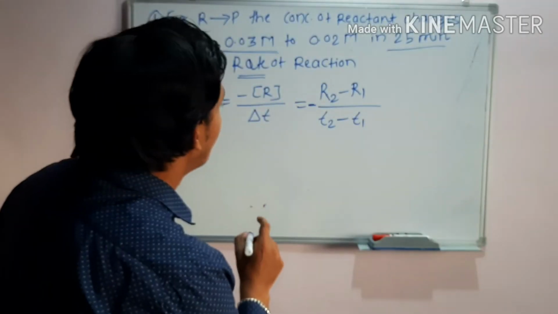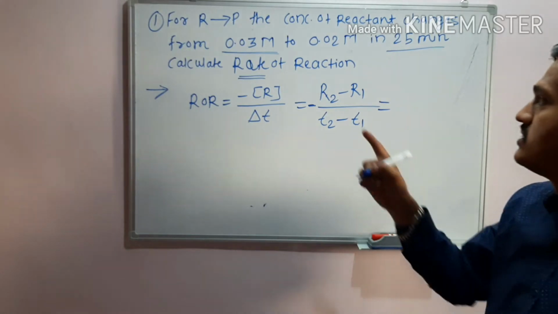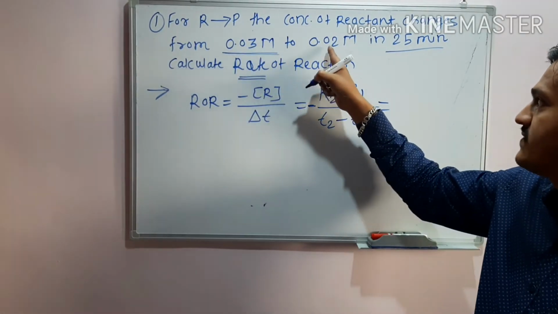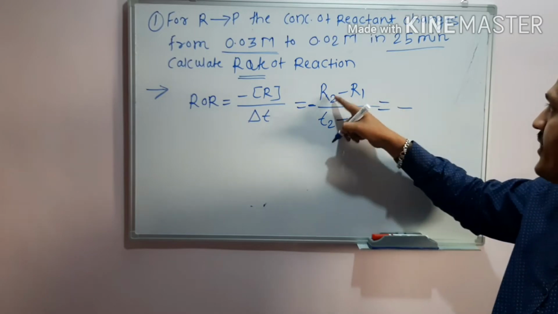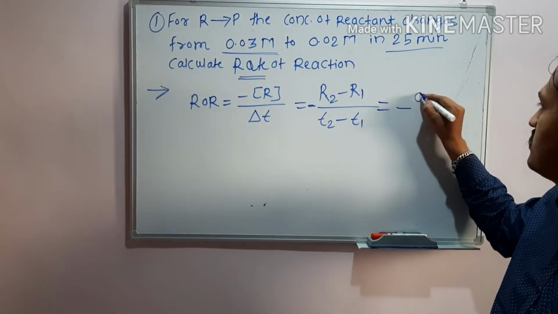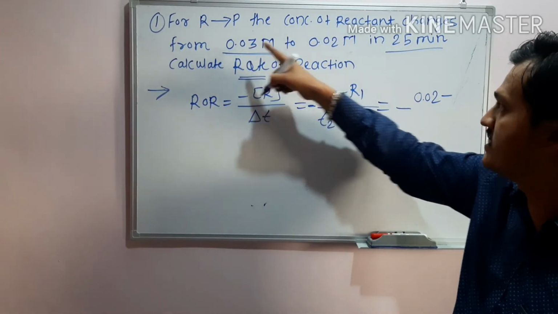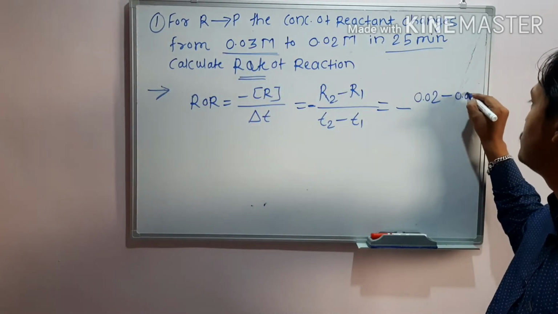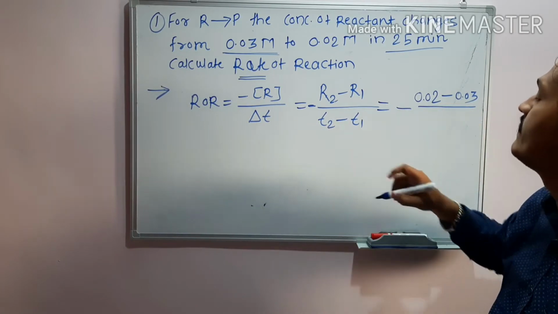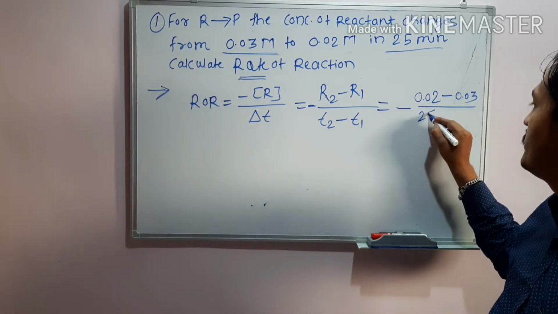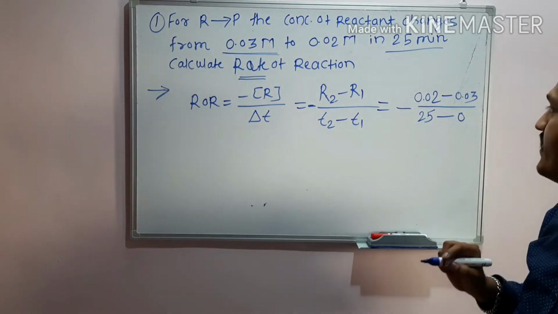Okay, now let's solve that. What is the value of R2? This is the value of R1 and this is the value of R2. That is equal to minus, R2 gives 0.02 minus, what is the value of R1? 0.03, divided by, what is the final time? That is 25 minutes. What is the initial time? That is 0 minute.